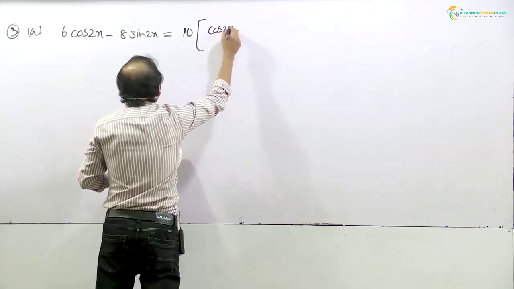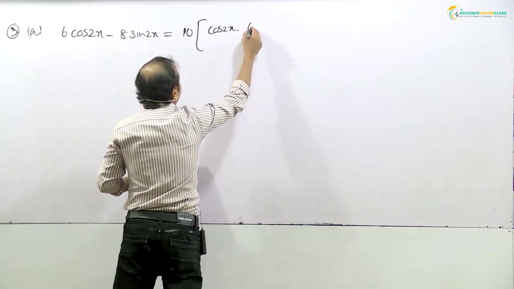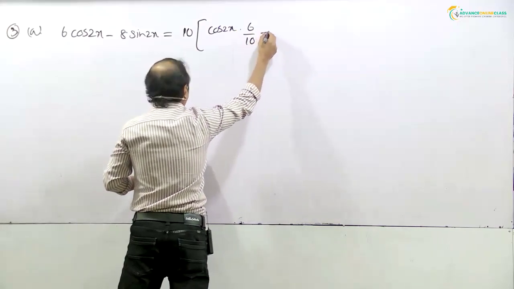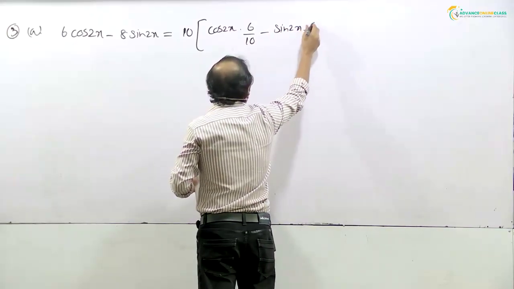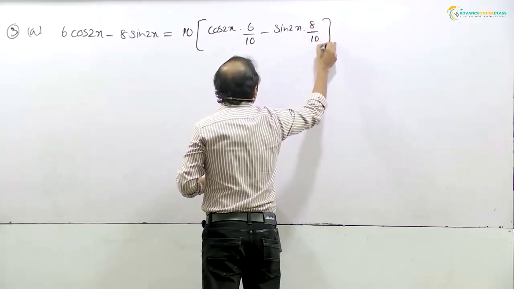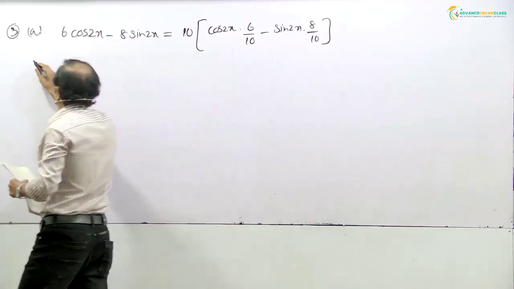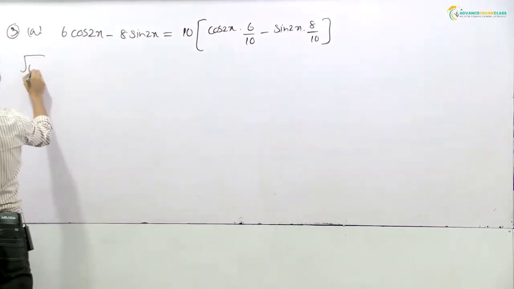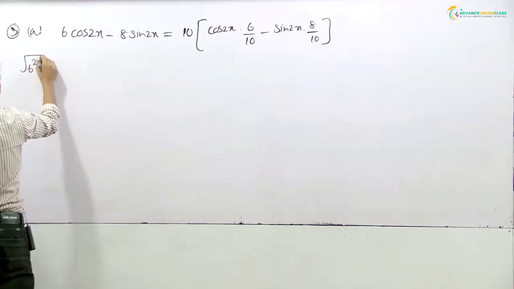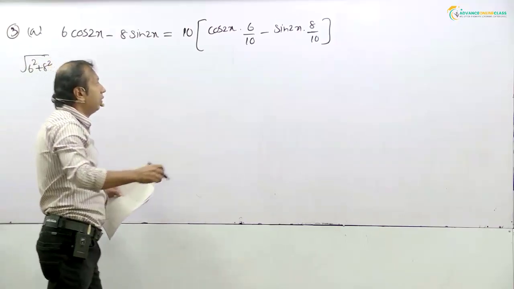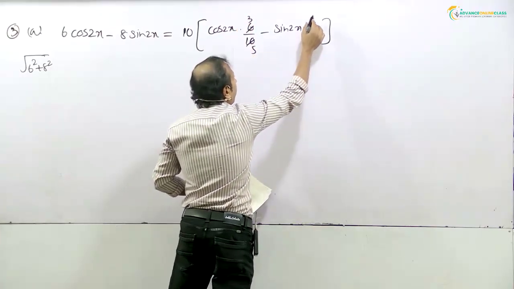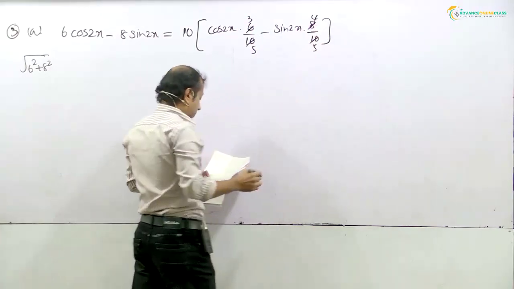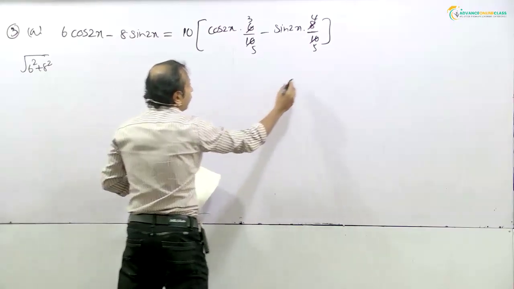Cos 2x, 6 over 10. Sin 2x, 8 over 10. How does this 10 come in? It is the root of 6 squared plus 8 squared. You can remember this. We can cancel down this by 2, and this by 2. Then we get, for this, 5 marks.